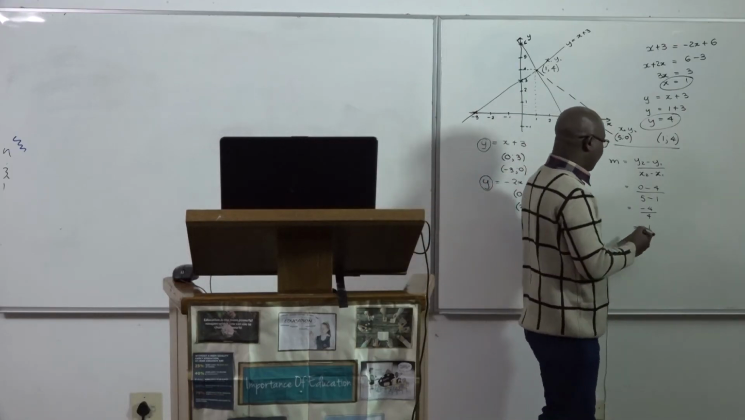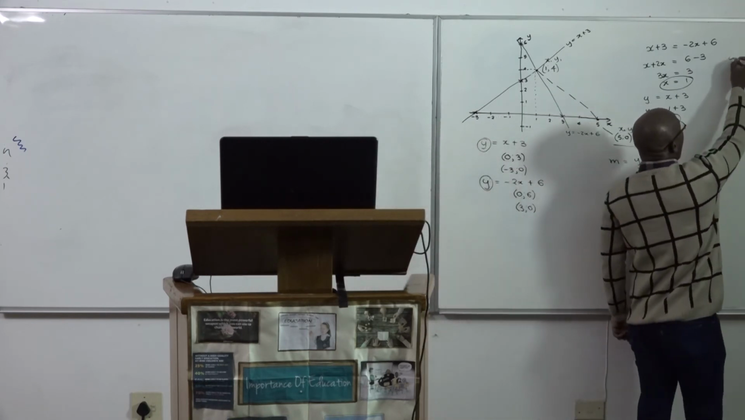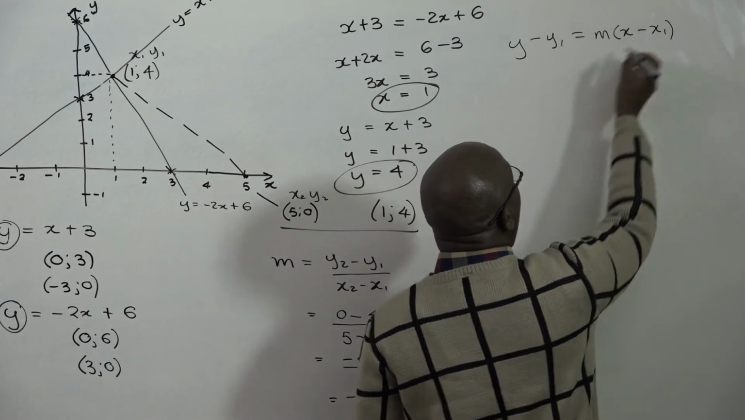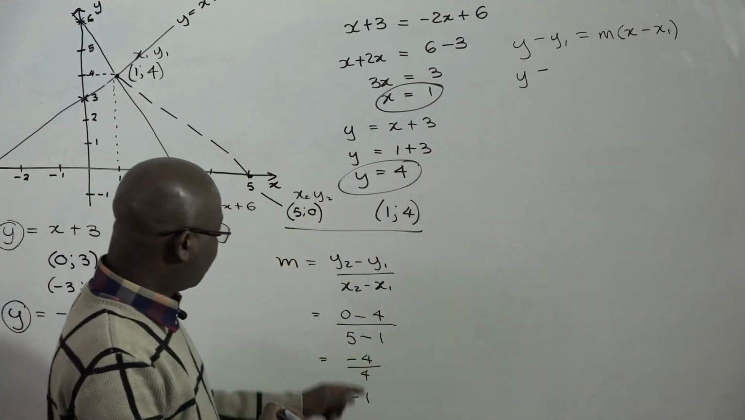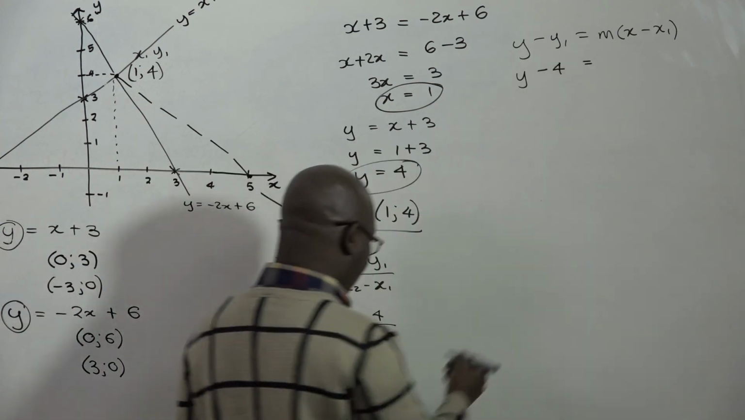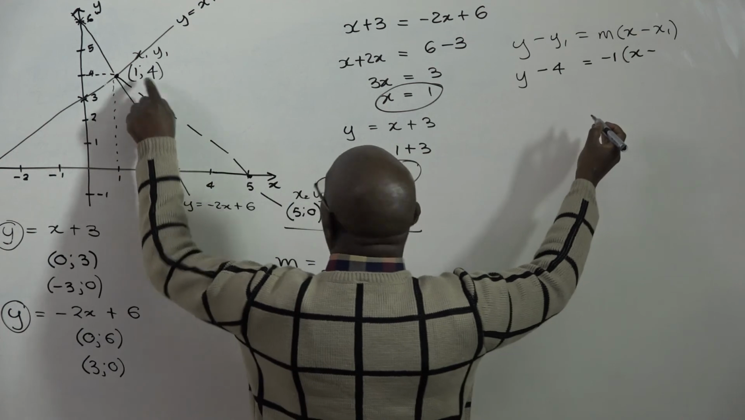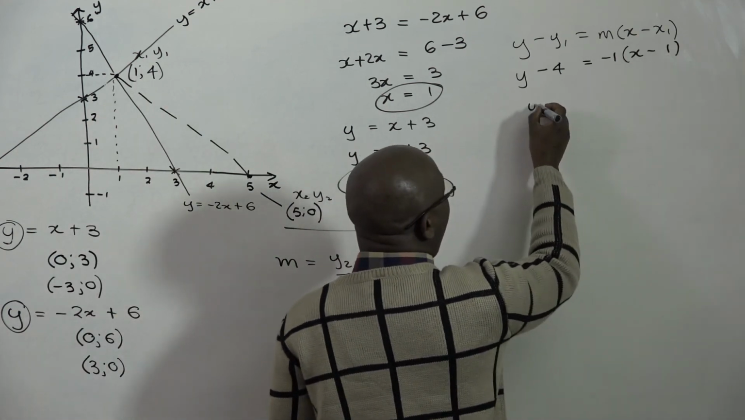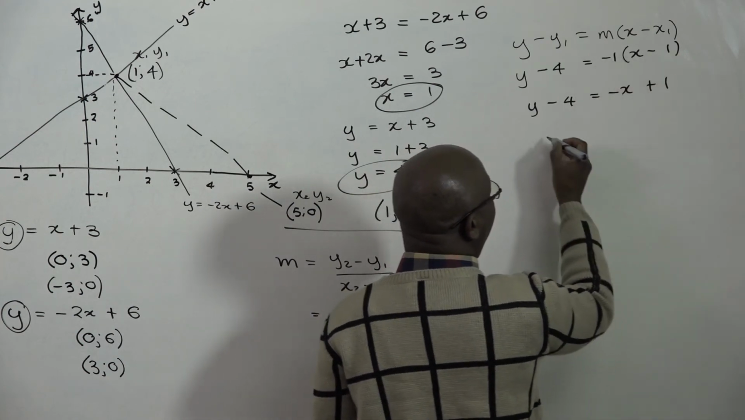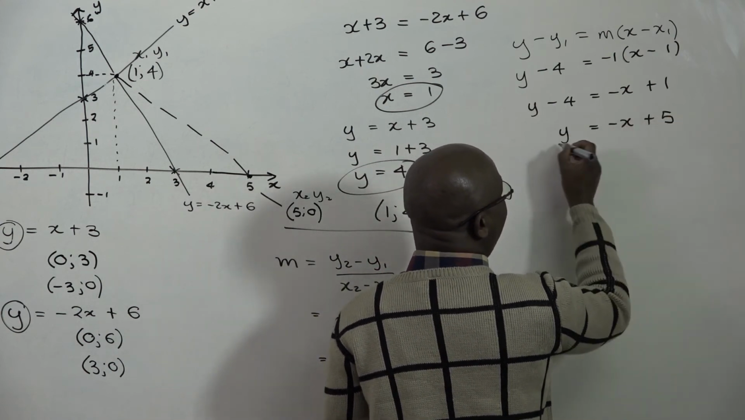Then we go to substitute this gradient now in our general equation, which is y minus y1 is equal to m(x minus x1). y1 is 4, so y minus 4 is equal to m, which is minus 1, in brackets, x minus our x1, which is 1. y minus 4 is equal to minus x, negative and negative becomes a positive.